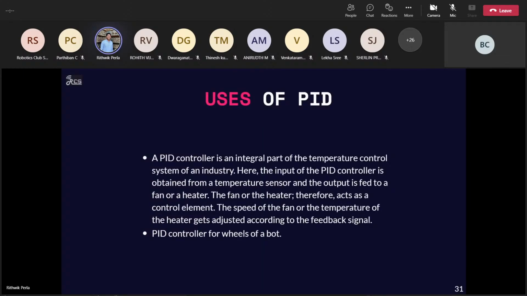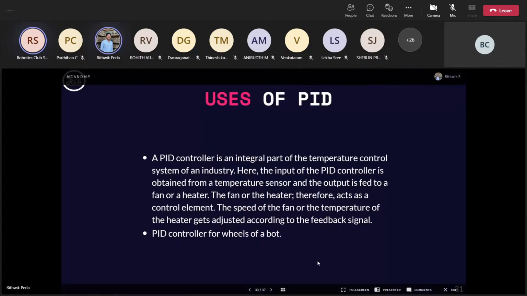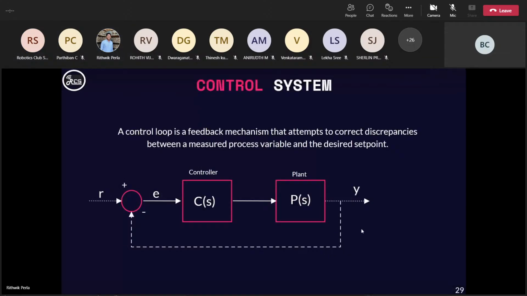Now we'll use this PID in industries. I have already told. Yeah. Sorry to interrupt. Someone wants to see the previous slide before that PID. Yeah, this is nothing but a loop, a feedback closed loop. So in place of this controller system, that is nothing but CS, we place a PID controller.